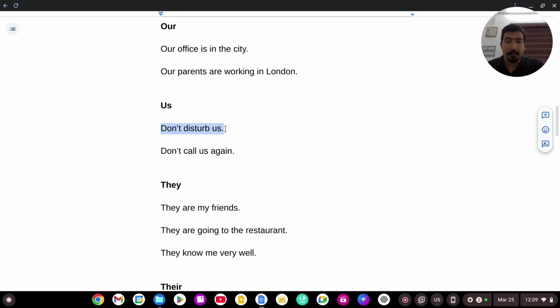You and your friend are working in the same office. You are working on a computer. Both of you are working on a computer. There are 2 people there, you and your friend. When someone else walks in and tries to talk to you, you can say, don't disturb us, not don't disturb me, don't disturb us, you and your friend are there, right? So it is two or more people, you can say don't disturb us. Don't call us again. Again, it is not don't call me, you can say don't call us, it is two or more than two, you can use the word us.